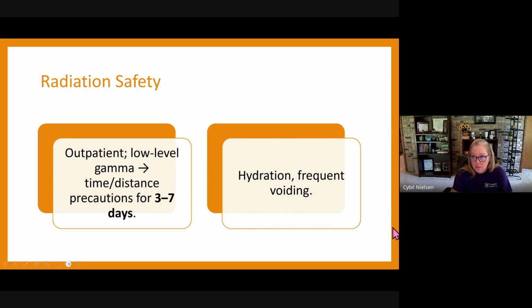Radiation safety, again, is going to be a lot easier because it's a low-level gamma. So precautions are pretty much just time and distance. And again, you want them to hydrate and void frequently.